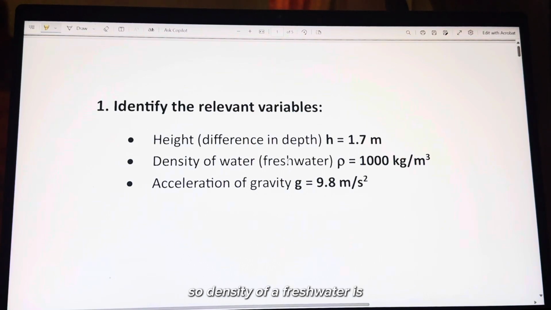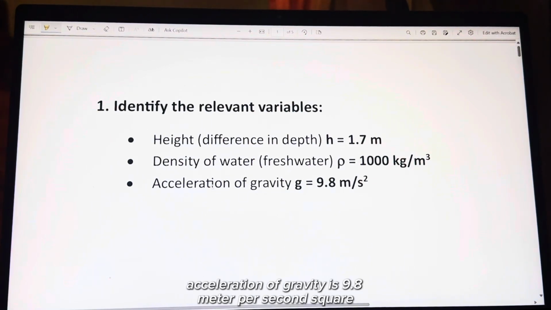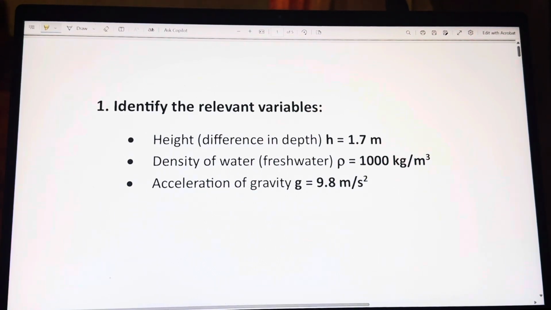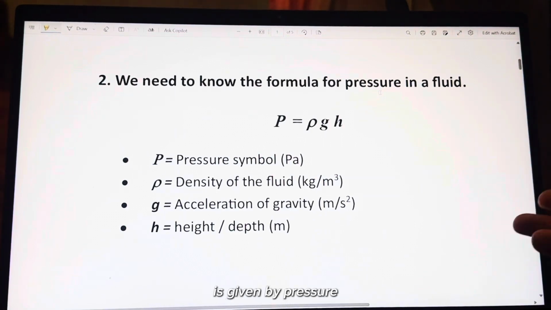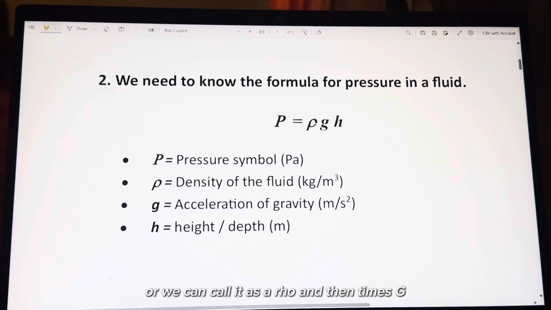So the density of fresh water is 1000 kilograms per meter cubed, and the acceleration of gravity is 9.8 meters per second squared. So the second one, we need to know the formula for pressure in a fluid. As we know, the formula for pressure at a certain depth in a fluid is pressure equals density of water, or rho, times G, the acceleration of gravity, times H.